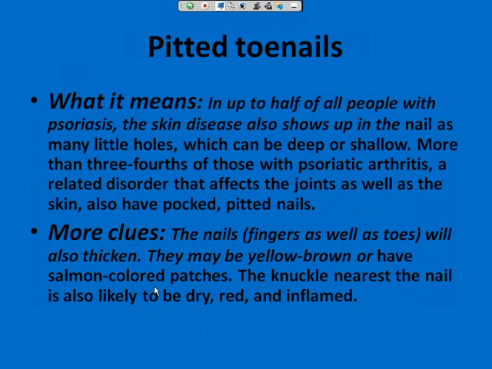Pitted toenails. In up to half of all people with psoriasis, the skin disease also shows up in the nail as many little holes, which can be deep or shallow. More than three-quarters of those with psoriatic arthritis, a related disorder that affects the joints as well as the skin, also have pocketed, pitted nails. Now, they may appear yellow or brown or have salmon-colored patches.